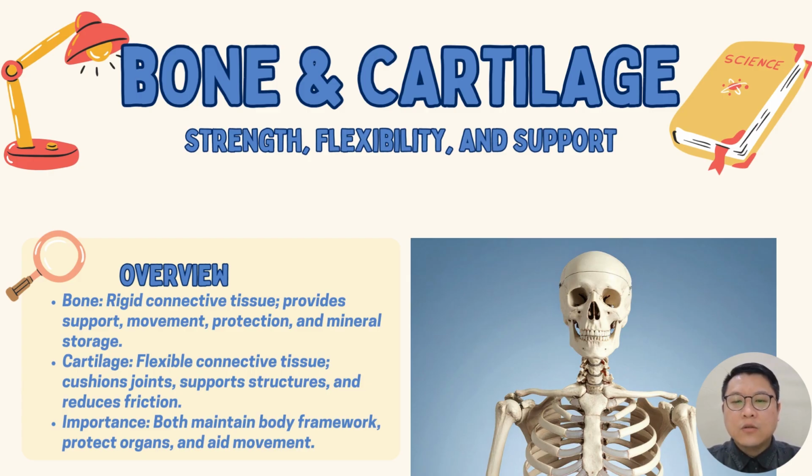To begin, let's look at the overview of our topic. Bone is a hard and rigid connective tissue that forms the framework of the human body. It supports body structure, protects organs, and works together with muscle to allow movement. On the other hand, cartilage is a smooth, flexible connective tissue that acts as a cushion between bones and allows smooth joint motion. Both bone and cartilage are vital for body shape, protection, and flexibility.